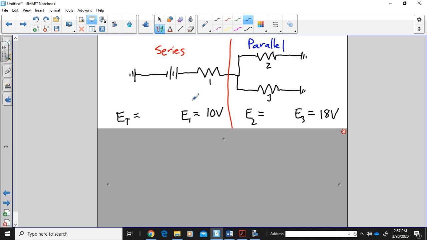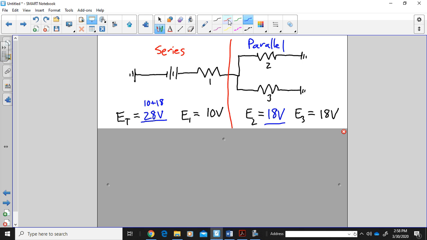Alright, so voltage at E1, 10 volts. Voltage at E3, 18 volts. They want to know the total. They want to know E2. Alright, so voltage in a parallel circuit is constant, so you can write 18 volts here. Okay. So 18 volts on this side, 10 volts here. The total, we're going to add them up. 10 plus the 18 gives us 28 volts for the total.